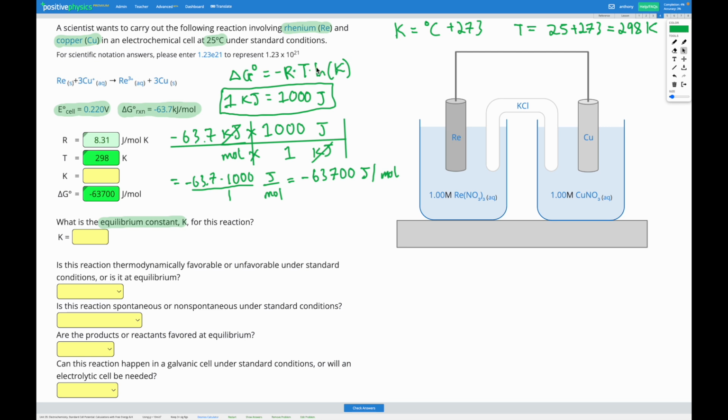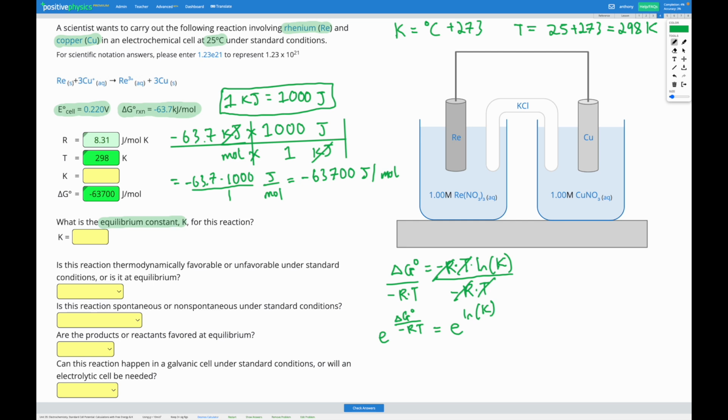Now we need to use this equation to calculate K. I'm going to start by dividing both sides by negative RT, so that will cancel out on the right-hand side. That leaves me with ln K. Now to get rid of the ln, I need to use the inverse function of ln, which is e to the power of. So next I'm going to go e to the power of delta G naught over negative RT, and that's going to be equal to e to the power of ln K. But e to the power of ln cancels out. So we end up with K is equal to e to the power of negative delta G naught over RT.